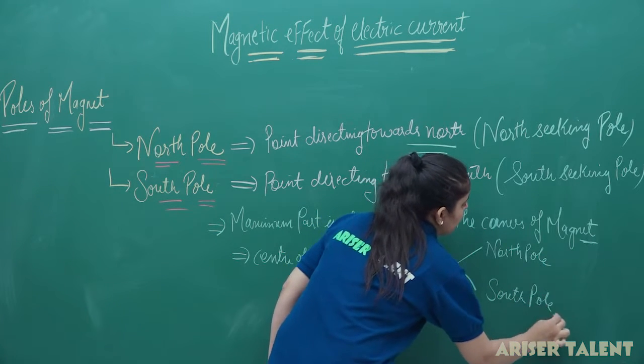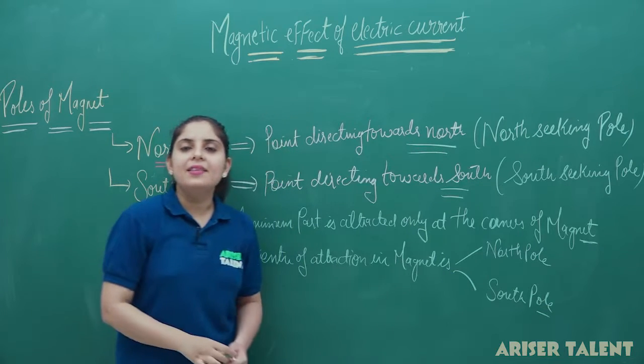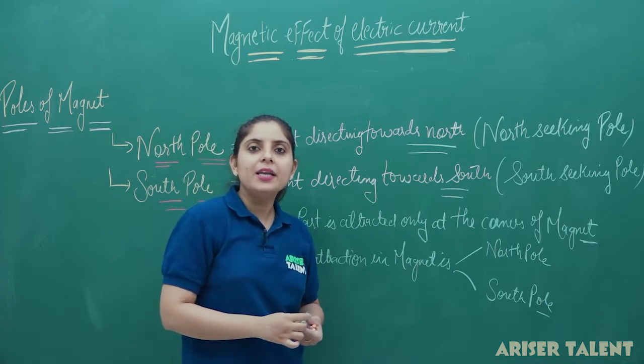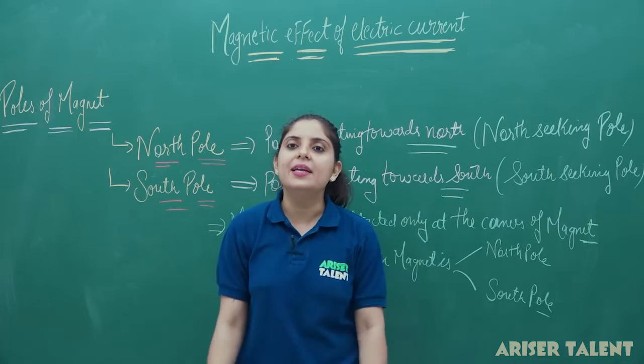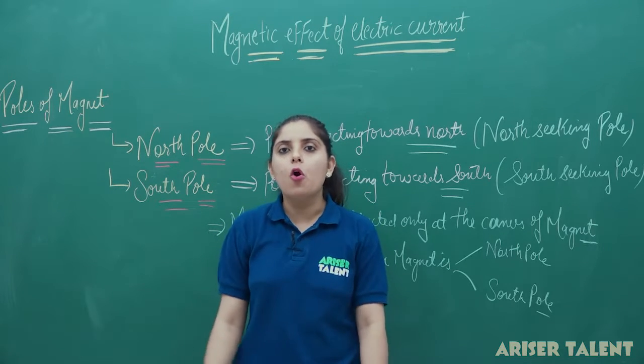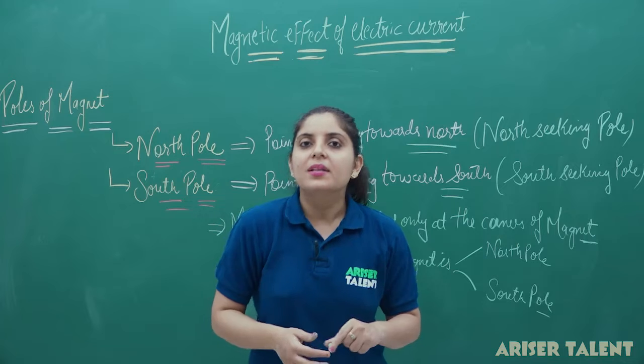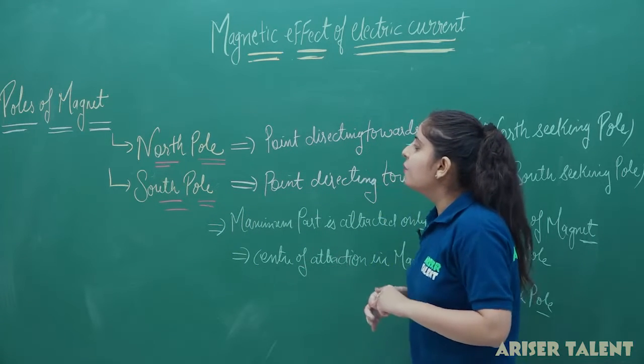So, this activity has concluded that the center of attraction in the magnet is only the north pole and south pole, and the iron filings will stick to the maximum in the corner part of the magnet. So, this is all about the poles of the magnet we have.